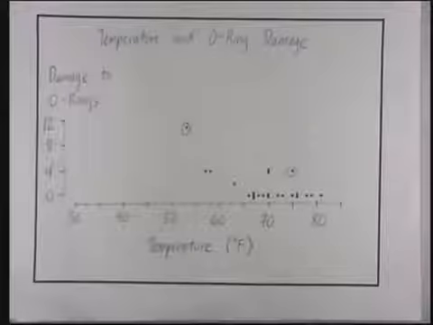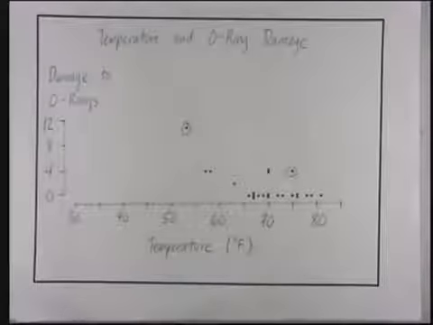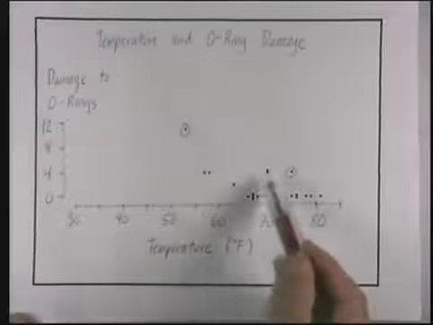Is that your question? Why there's 0 and 4 at temperature 70? What's the circumstance that makes this different? Why are they the same temperature? At the same temperature, but the damage to the O-ring, there are 2 dots at 0 and 2 at 4. So our question is, why are there, at 70 for example, 2 dots at 0 and 2 dots at 4?